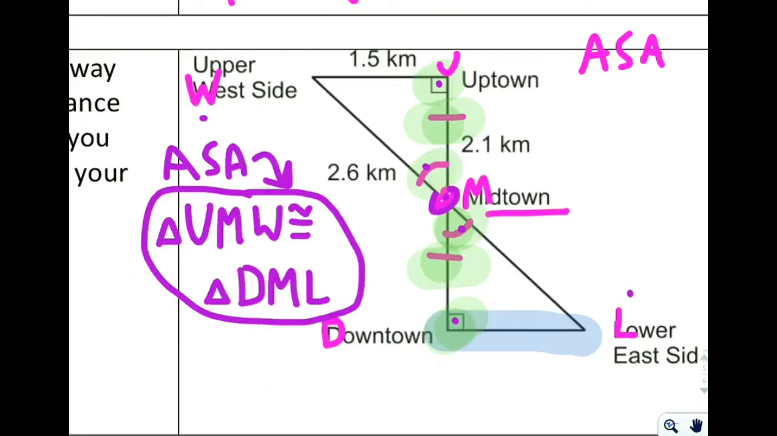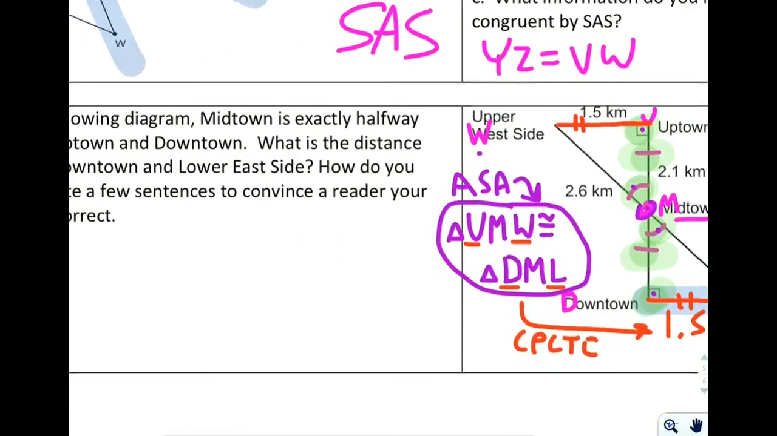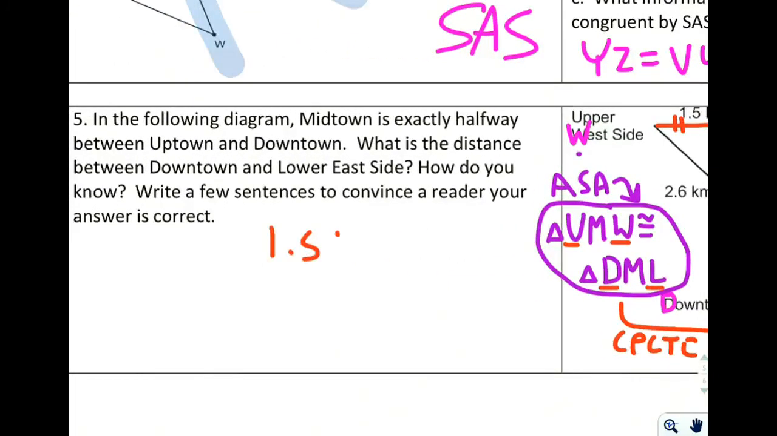Now our real question says distance from downtown to Lower East Side. So let's go ahead and make sure that we know what that is. DL, we want to know DL, so first letter, third letter. That's going to correspond to the side UW. The side UW is right here. So that means these two sides are congruent to each other, and this is 1.5. This is going to be 1.5 kilometers down here as well. And we know that by CPCTC. So the distance is 1.5 kilometers.